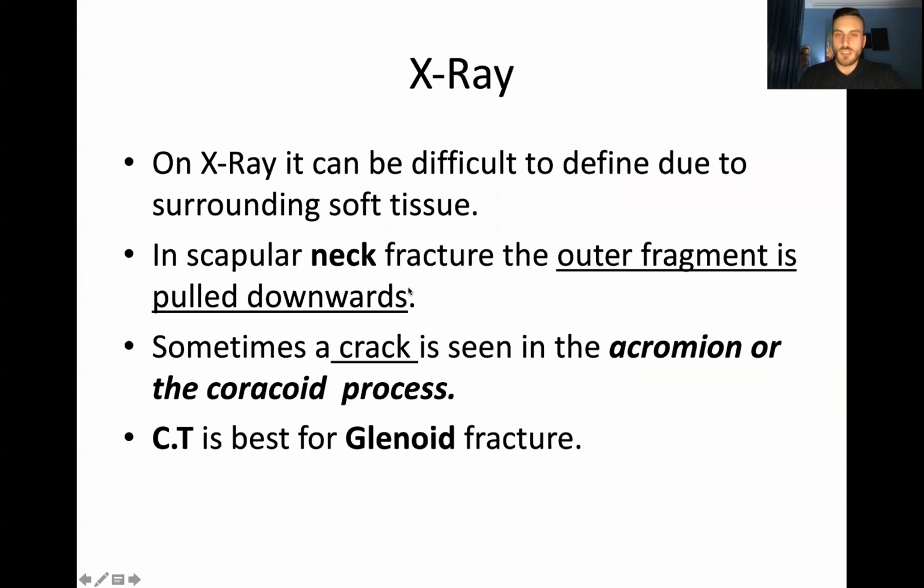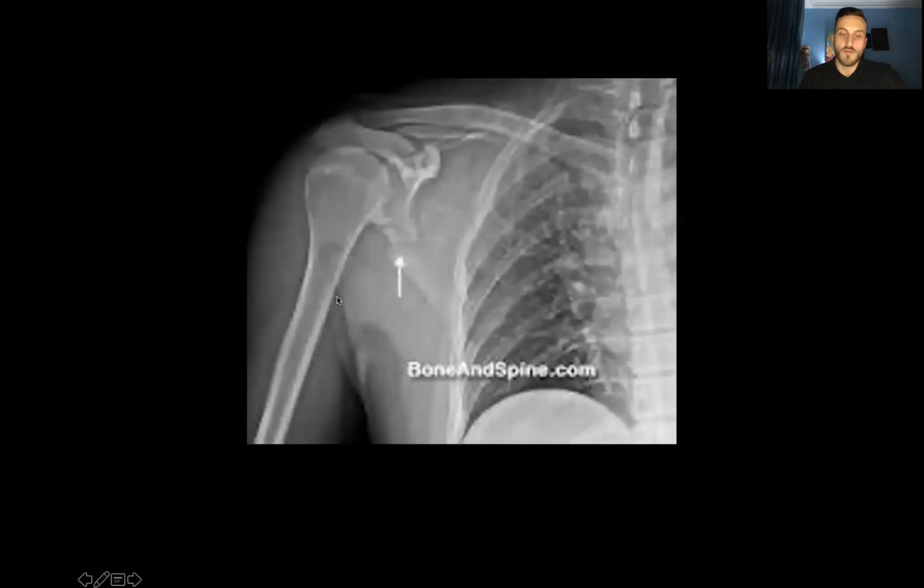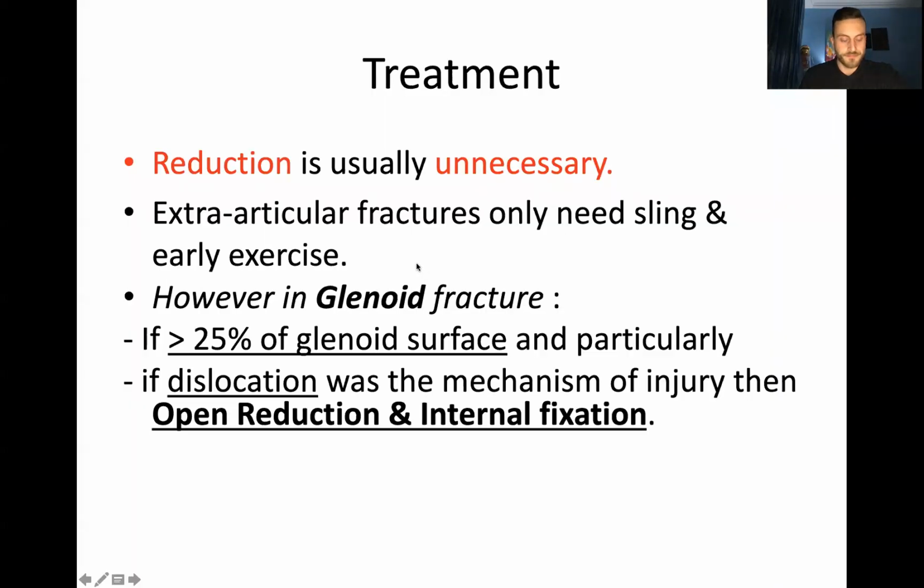By X-ray, sometimes it's really difficult to see the scapular fracture because, you know, there's a lot of tissue around it. You have to do sometimes a CT scan to know that there is no intra-articular involvement in the glenoid. For example, this is an X-ray showing a fracture just inferior to the glenoid. For the treatment, you don't usually have to do reduction, but if it's involving the glenoid more than 25%, and if there is dislocation, you have to go for open reduction and internal fixation because you want to achieve anatomical reduction, and you have to put plates, screws, whatever.